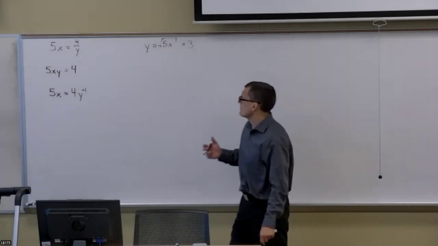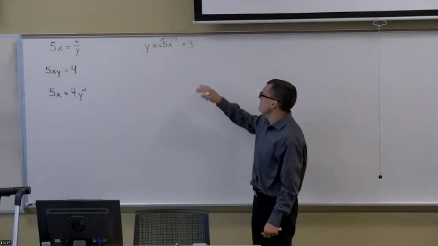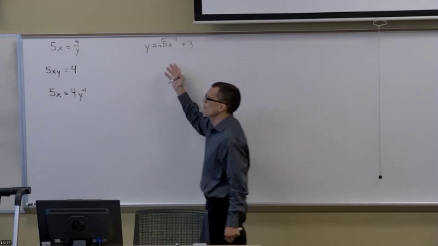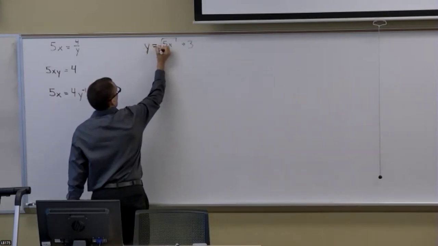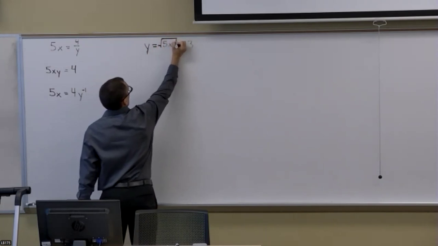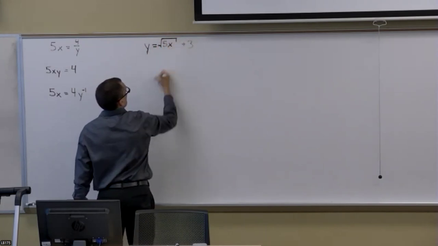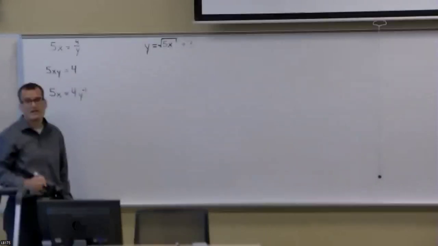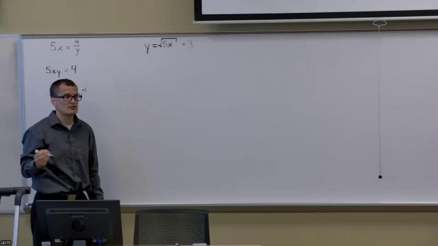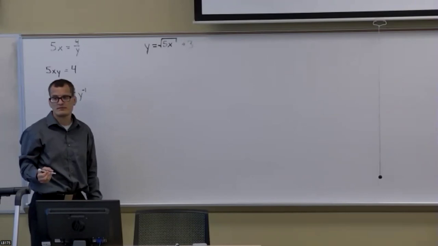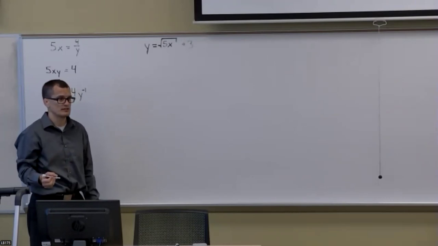In a similar manner, this fourth one on the slide is also not linear because, while the x is raised to the first power, it's underneath the square root. And that changes the operation.